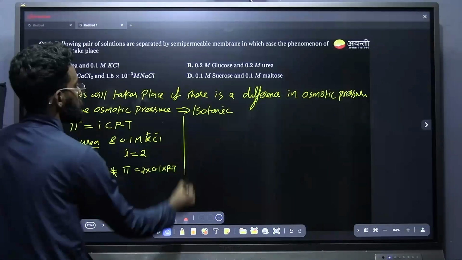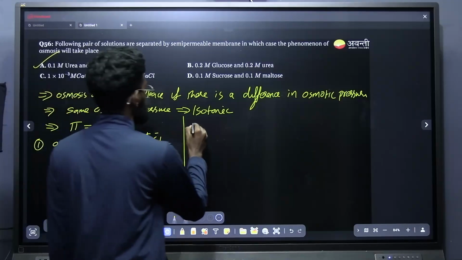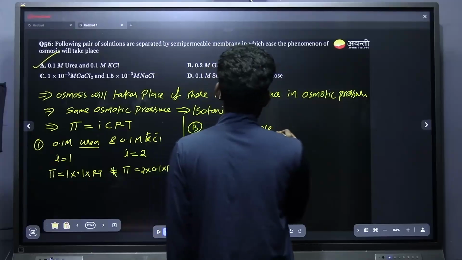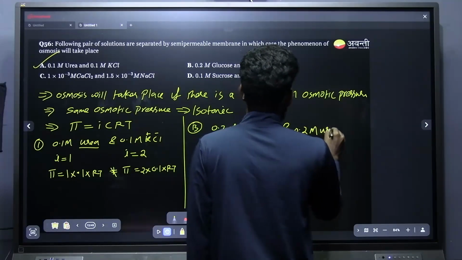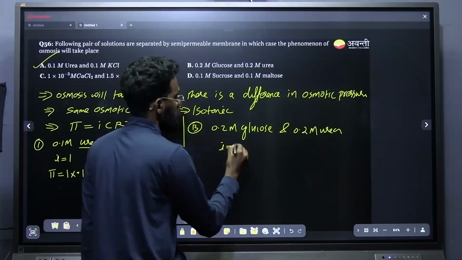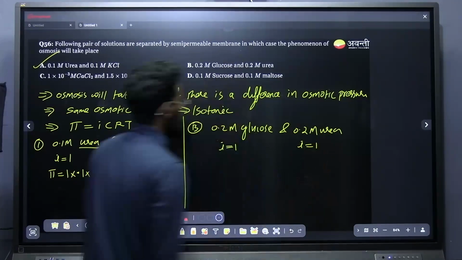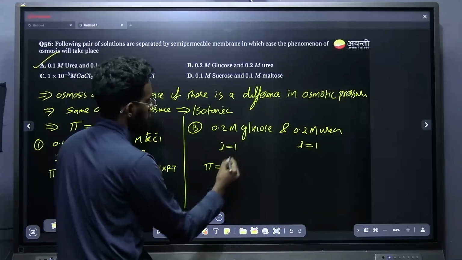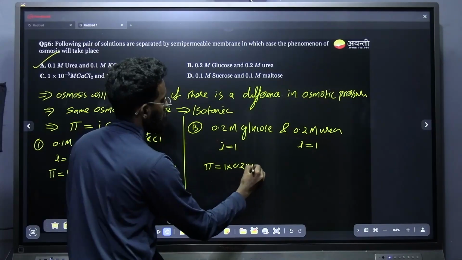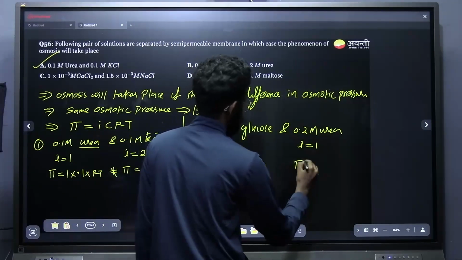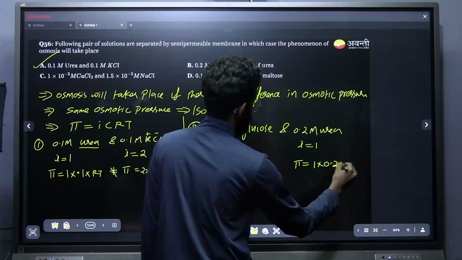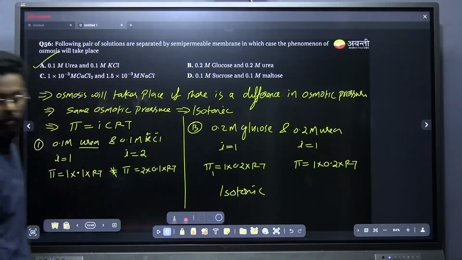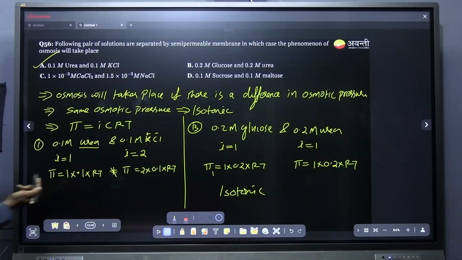Like that, if you want, I will check one more. For option B, 0.2 molar glucose and 0.2 molar urea. Both glucose and urea are non-electrolytes. As they are non-electrolytes, the concentration is also the same. So the pi value is 1 into 0.2 into RT for both. They are isotonic solutions. Like that you can check the remaining ones.